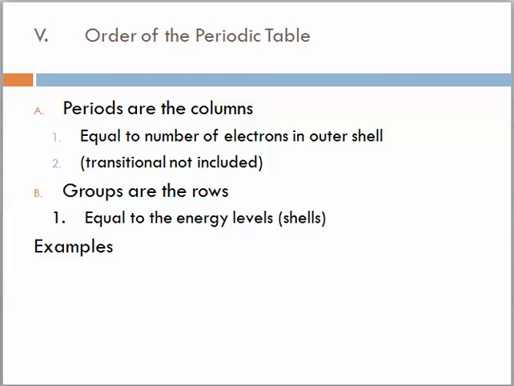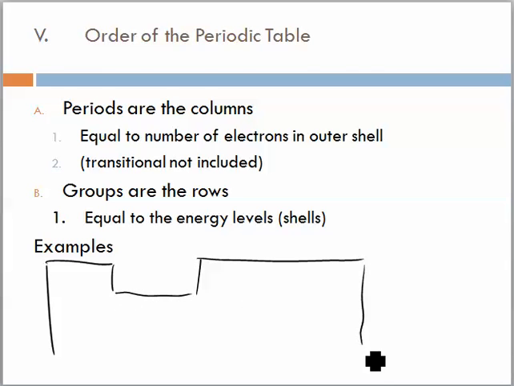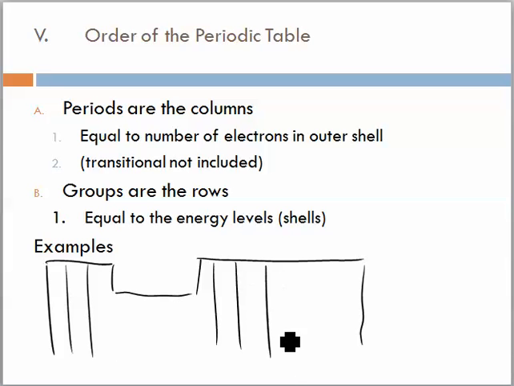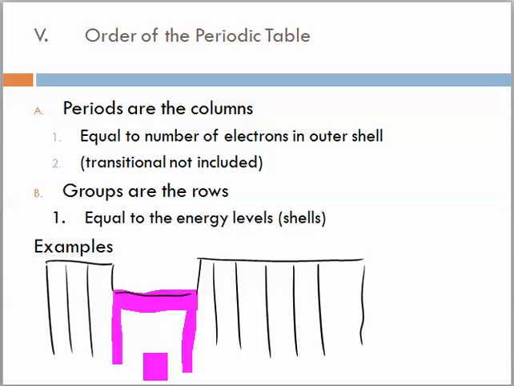All right. Order of the periodic table. Periods are the columns. In the periodic table, this is what it looks like approximately. In this periodic table, we have these columns. And I'm going to negate talking about this area right here right now. This is what we call the transitional elements, and everything I'm going to discuss is going to be as if that part of the periodic table wasn't even there.